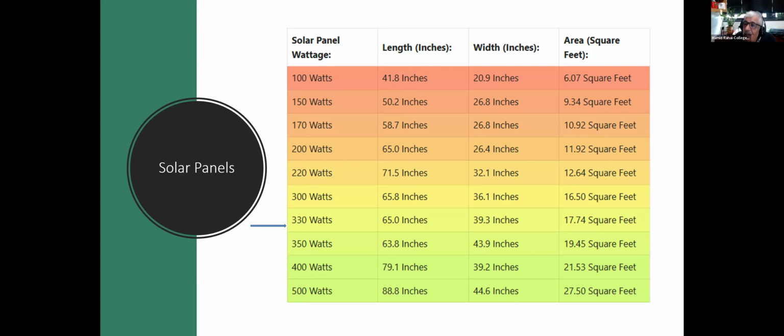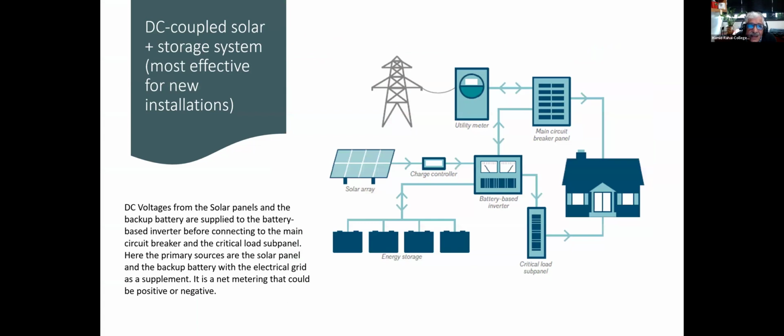And as I mentioned, you need a 4 kilowatt system to be able to generate all the electricity that you need for the residential building. There are 2 ways the system is laid out for the residential. DC coupled solar plus storage system. This is good for new installations, for new housing and so on.